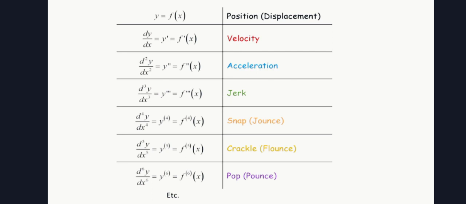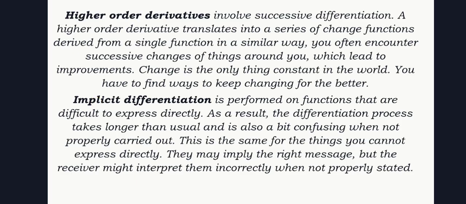So on. So sa fourth, we have the snap or jounce. For the fifth, we have the crackle or flounce. And for the sixth derivative, we have the pop or pounce and others. So ito yung mga applications din ng ating calculus pagdating sa general physics. Okay? So for the higher order derivatives naman, it involves successive differentiation. A higher order derivative translates into a series of change functions derived from a single function. In a similar way, you often encounter successive changes of things around you.